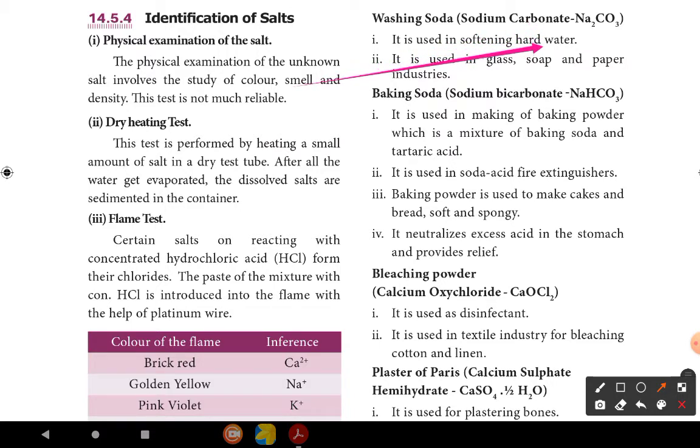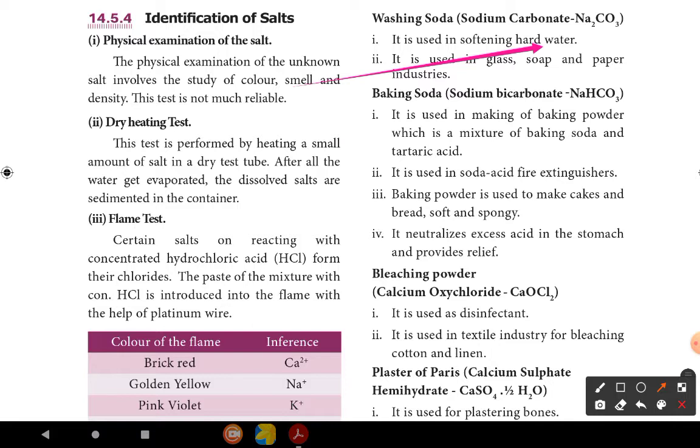Water is of two types, soft water and hard water. Do you know what hard water is? When you take a bath, or when you wash clothes, it will not give out lather. The soap foam does not come easily, it will be curdled, just like curd it will come. Okay, so such type of water is called hard water. So for softening this hard water, we can use sodium carbonate.